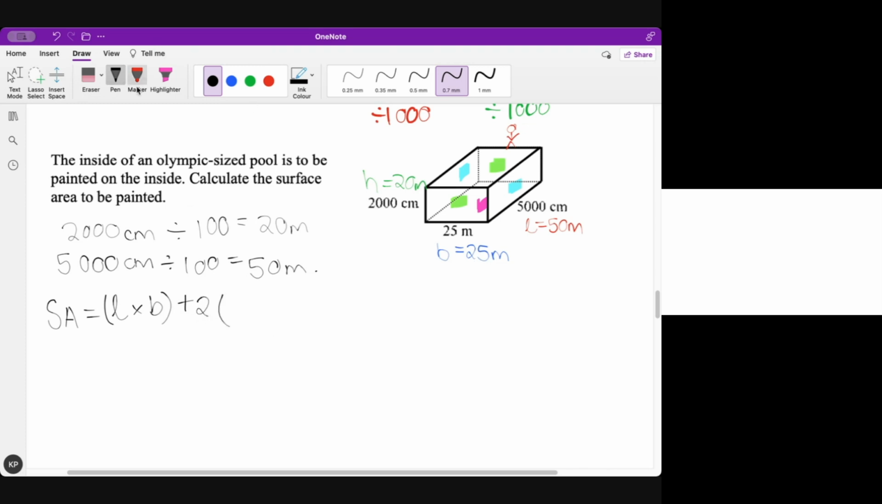2 times, if we look at the one we were talking about, which is left and right, it's your height and your length. Right? So height and length. Plus 2 times, if we look at the ones in front and back, that is your height with your breadth.